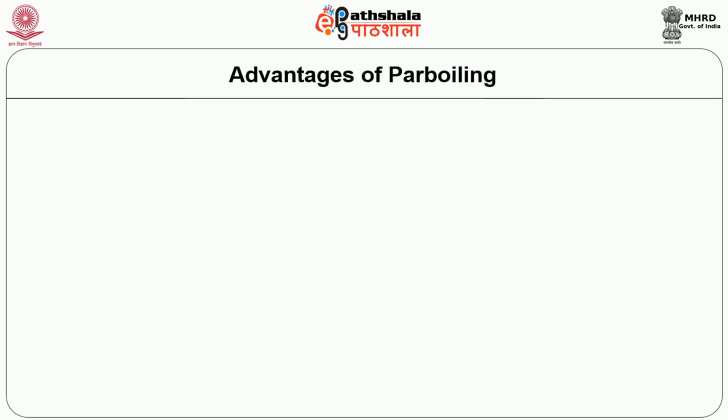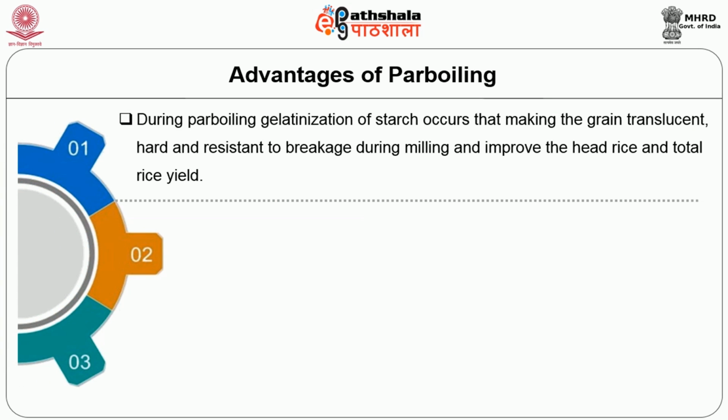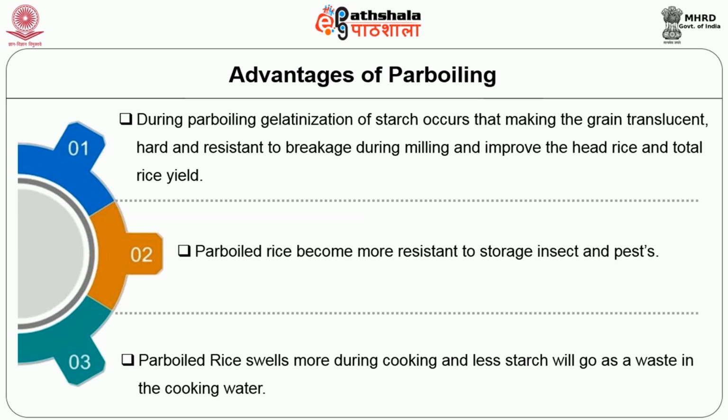I want to discuss a few advantages of parboiling. One is that during parboiling, gelatinization of starch occurs, making the grain translucent, hard and resistant to breakage during milling, and improving the head and total rice yield. Next, parboiled rice is more resistant to insects and pests during storage. Parboiled rice swells more during cooking and less starch goes as waste in the cooking water. These are the main advantages of the parboiling process.